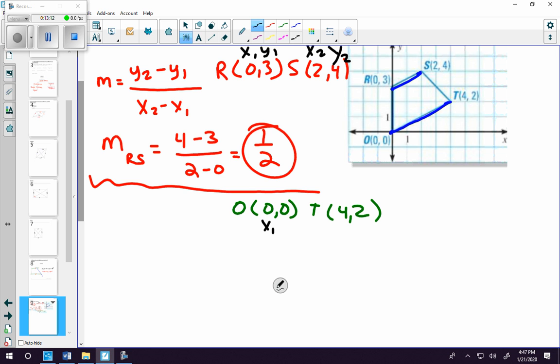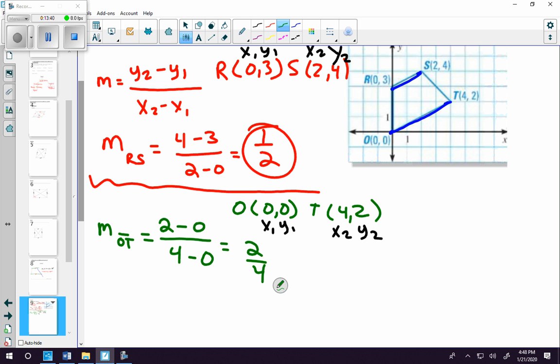That's going to be first x, first y, second x, second y. Okay, now substituting those values into the slope equation, we have the slope of segment OT is going to be y sub 2, which is 2, minus y sub 1, 0, divided by x sub 2, which is 4, minus x sub 1, 0. And if we simplify this ratio, we get 2/4.